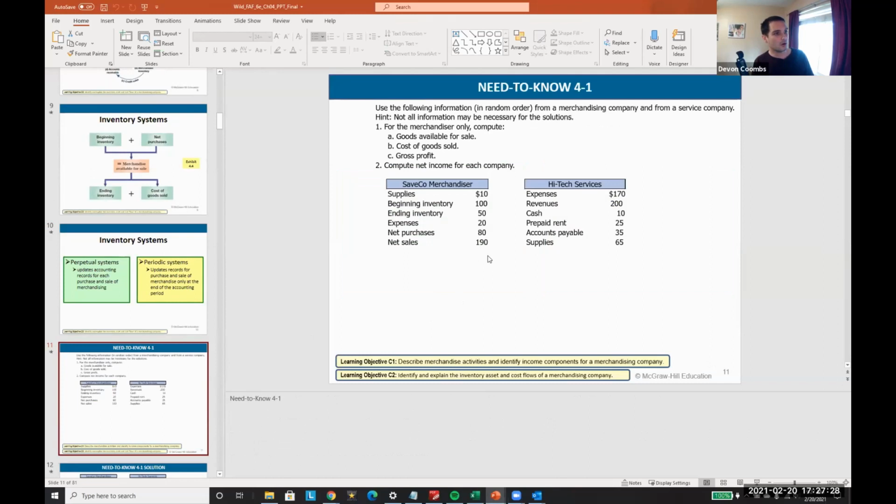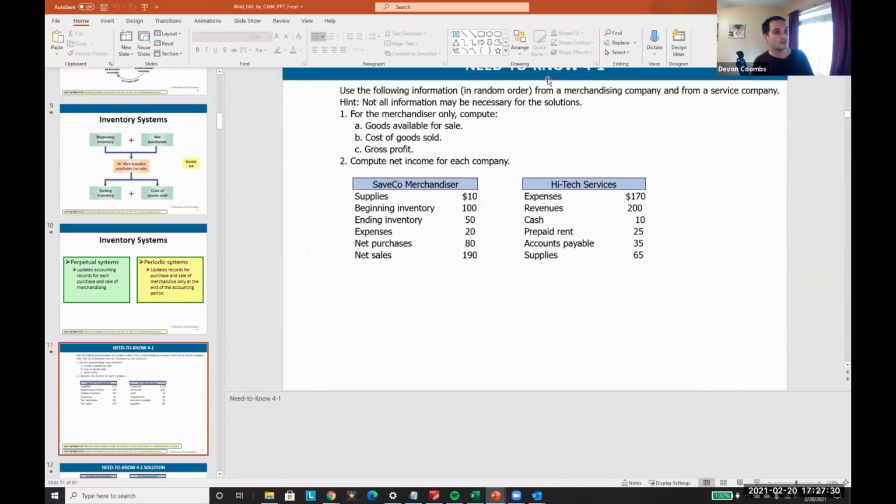And so let's go through this problem together. So using the following information from a merchandising company, what are we trying to figure out? We're trying to compute goods available for sale, cost of goods sold, and gross profit. And we're going to compute the net income for each company.